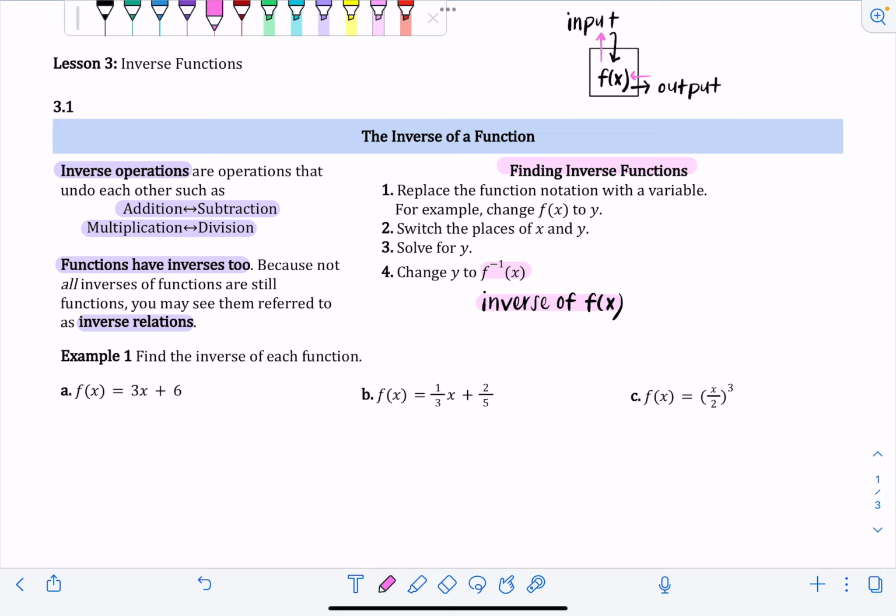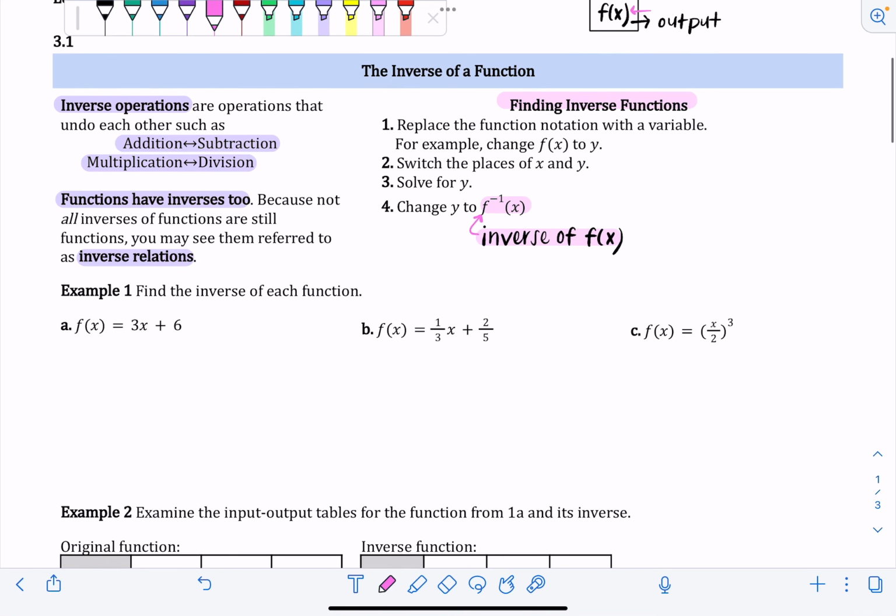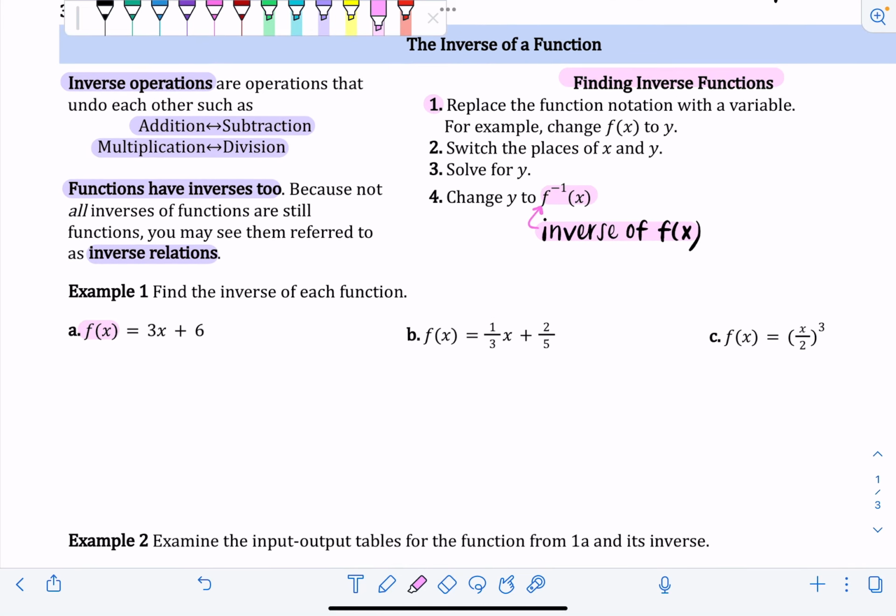Okay, so for example 1, find the inverse of each function. For A, step 1 is replace the function notation with a variable. For example, change f of x to y. So example 1a is f of x equals 3x plus 6. Step 1 is to take f of x and replace it with y. So instead of f of x, it'd become y equals 3x plus 6. So we're done with step 1.